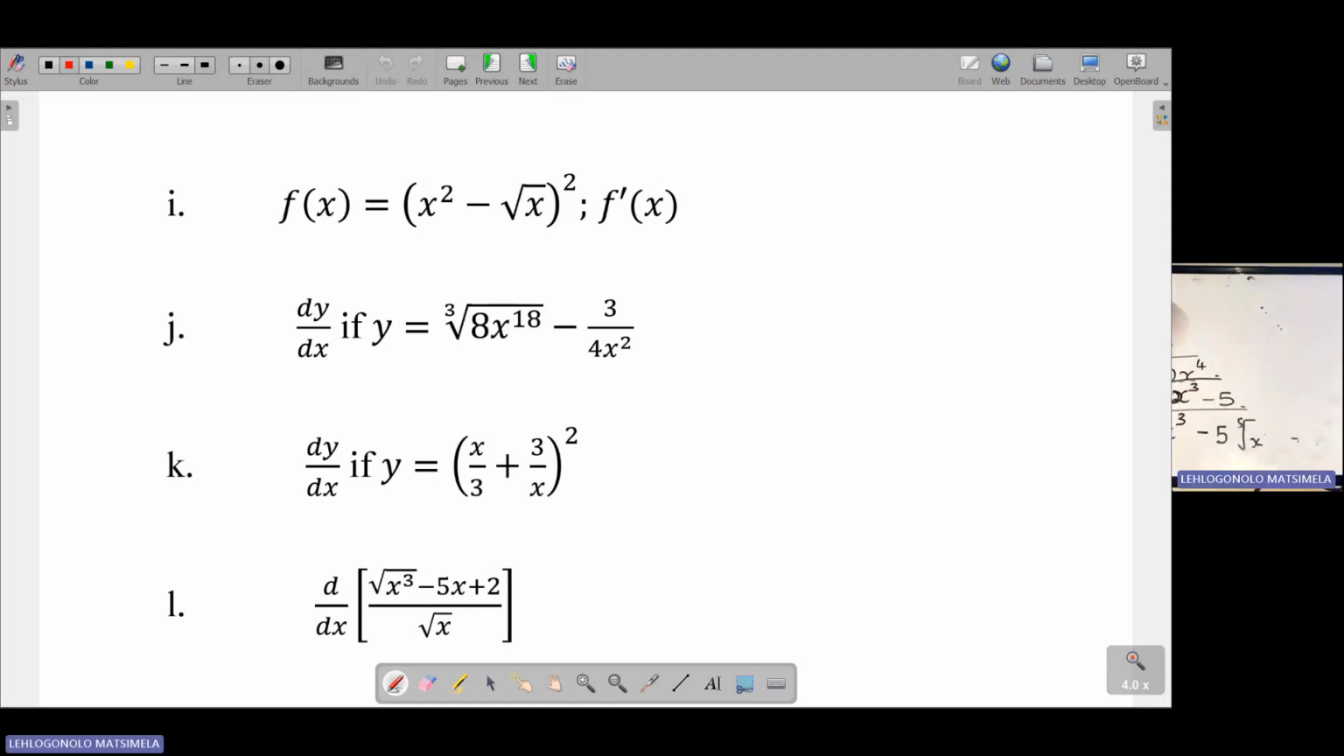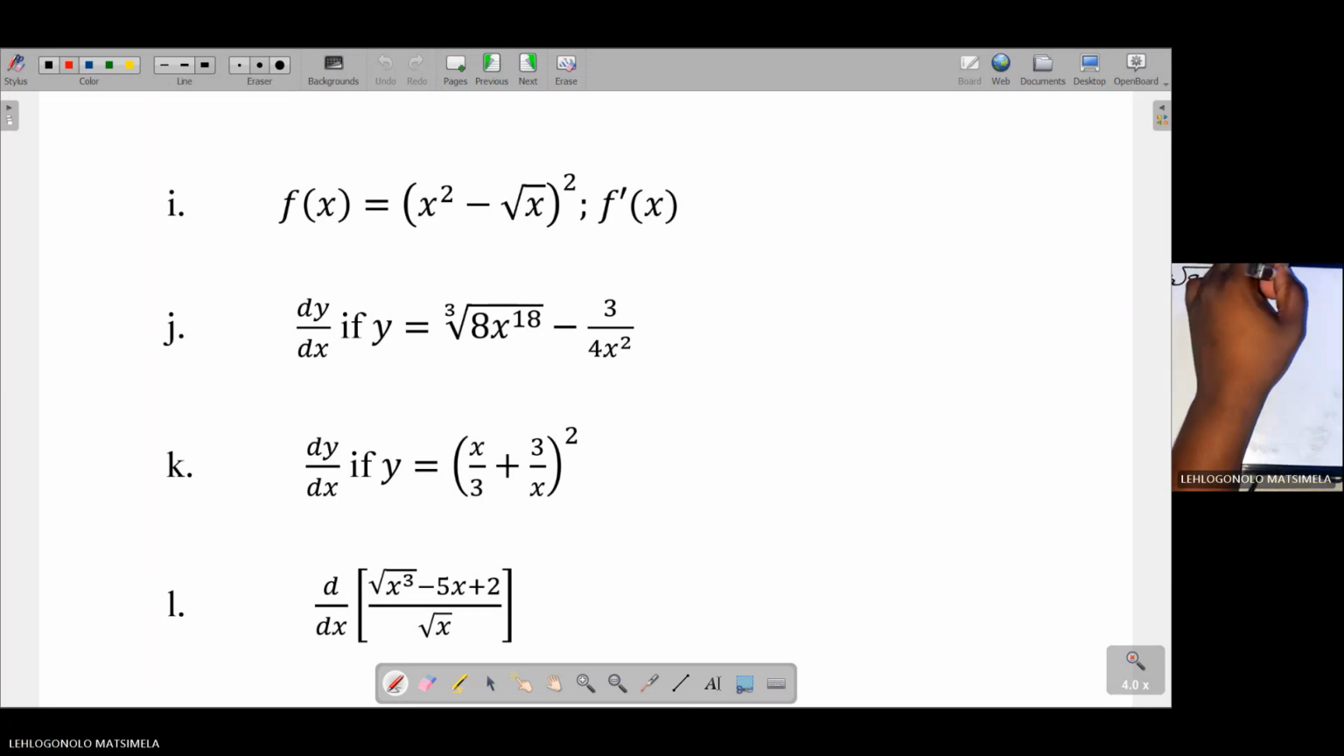J. On number J, there are a lot of conversions we have to do before. Remember the first one we were simplifying. Now if we check number K, there is a lot of administration there. Okay, I'll just do number J and K as we wrap up the topic. Then this is the cube root of 8 x to the power 18, all in all, minus 3 over 4 x to the power of 2. Okay, let's come back to the screen.